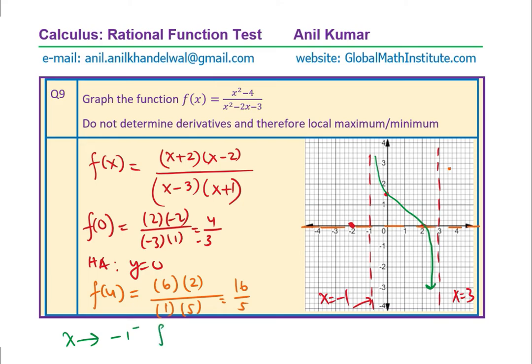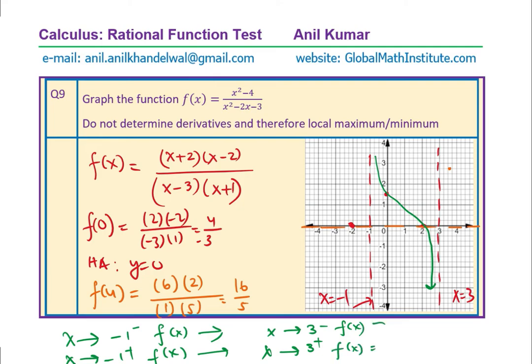What you need to figure out is, when x approaches minus 1 from the left side, then f of x approaches what? When x approaches minus 1 from the right side, what happens to f of x? Similarly, you have to do these calculations for x approaching 3 from the left side and x approaching 3 from the right side. Figure out what happens to f of x. And then you will be able to sketch the accurate graph. You get the idea. Perfect. So that is the key for this particular graph.